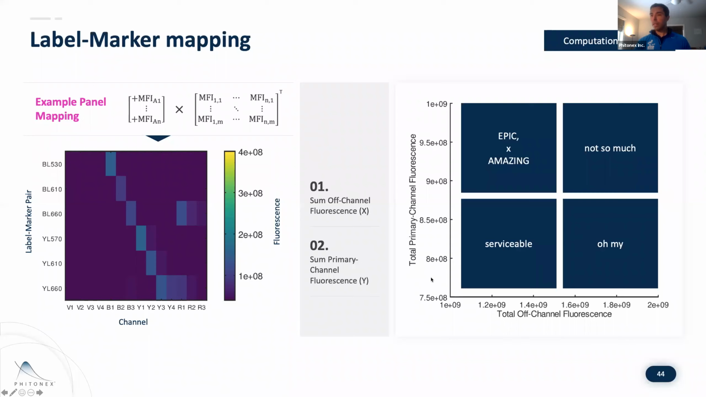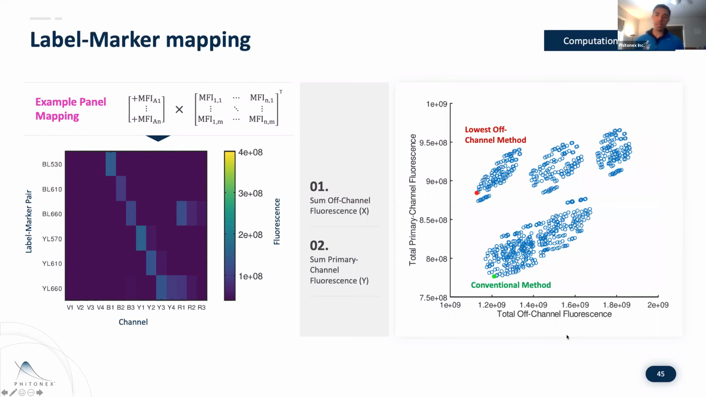And so I think in my inimitable fashion, I had the label, the quadrants here, but what we really want to optimize for is low off-channel, high primary channel. So really you want to end up in the epic amazing box. You don't really want to end up in serviceable or in these other boxes. And so what's really interesting for what it's worth, and I was somewhat blown away when we first saw these results, is that panels fall into clusters themselves, right? And so this isn't data. What this really is is the mapping of the total off-channel fluorescence and primary channel fluorescence, and panels cluster.